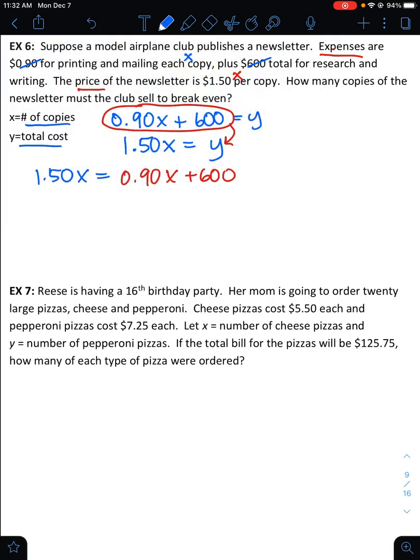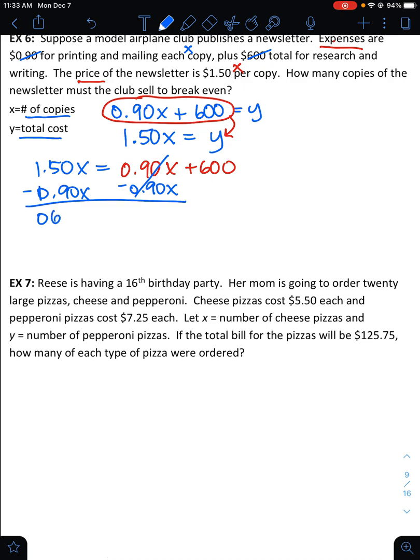Now notice there's nothing but X's here. So let's solve for X. I'm going to move the 0.9x over to the other side. Okay, that's going to cancel out to 0. So I've got 1.5 minus 0.9, basically $1.50 minus 90 cents. So that's 0.6, or 60 cents.